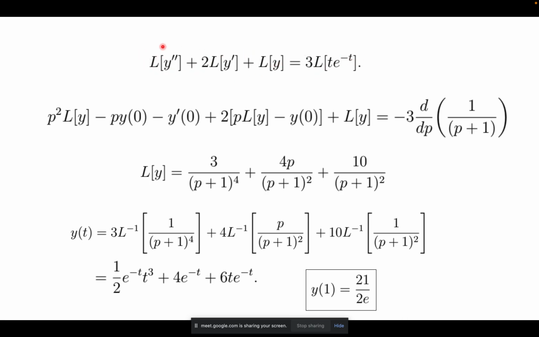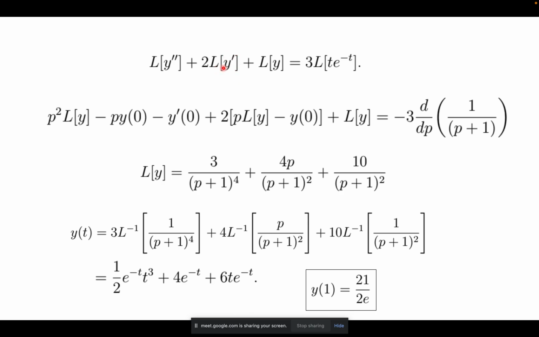If you take the Laplace transform on both sides, you first have the double derivative, then the single derivative, and then there is the factor of t e^(-t). We already know from the Laplace transform properties how to write the Laplace of the double derivative. It reduces to p square times the Laplace transform of y minus p y(0) minus y dash (0). This is just coming from the properties of the Laplace transform.